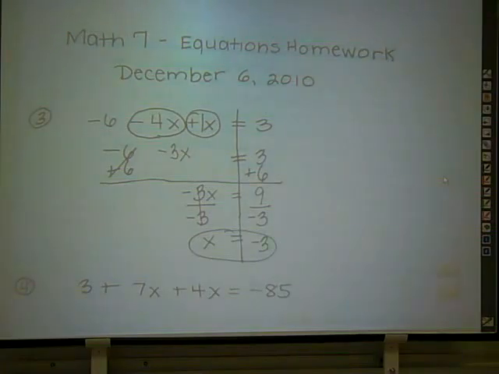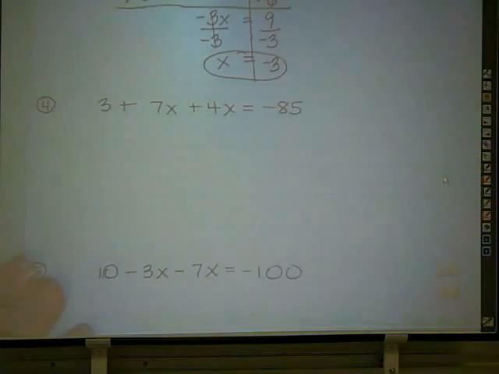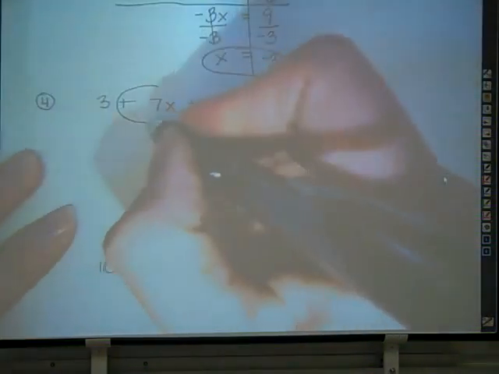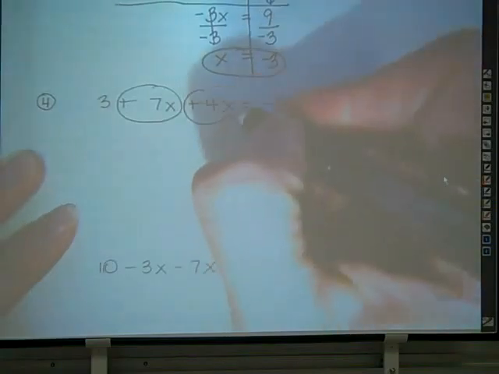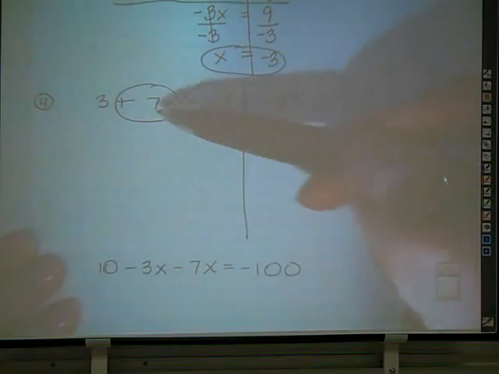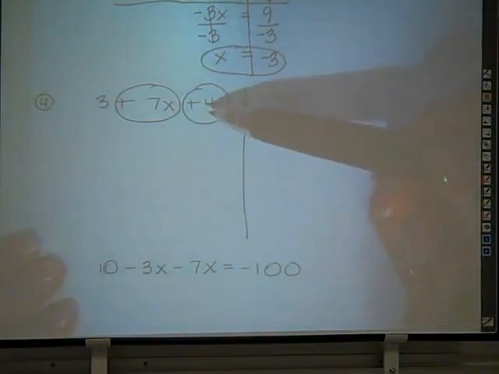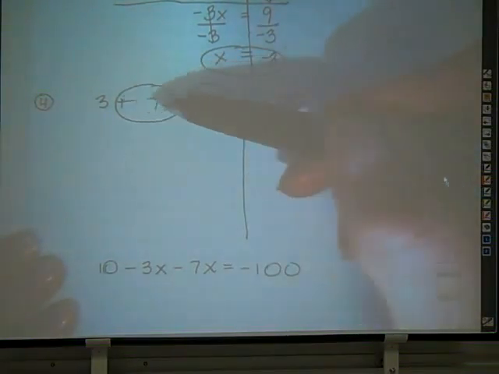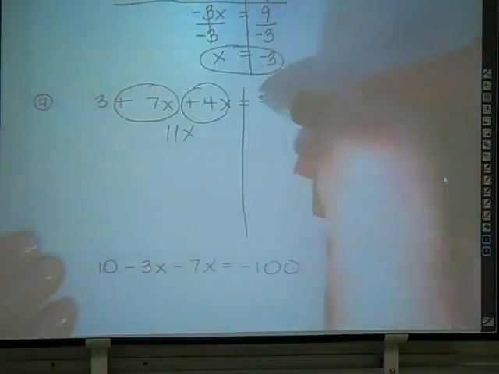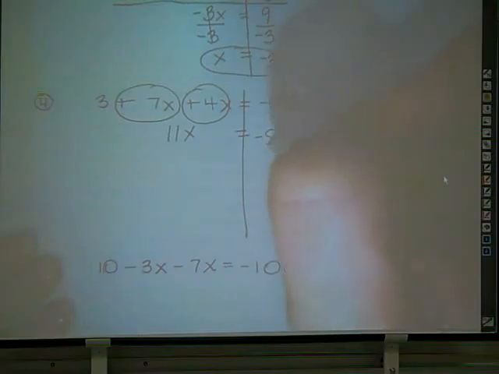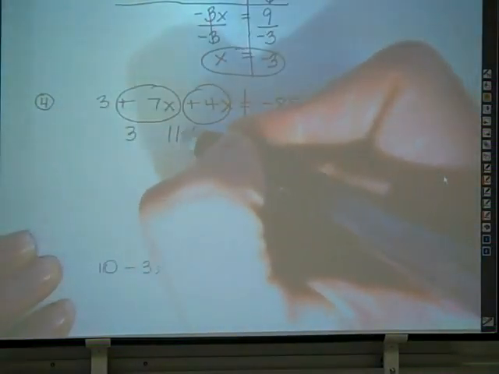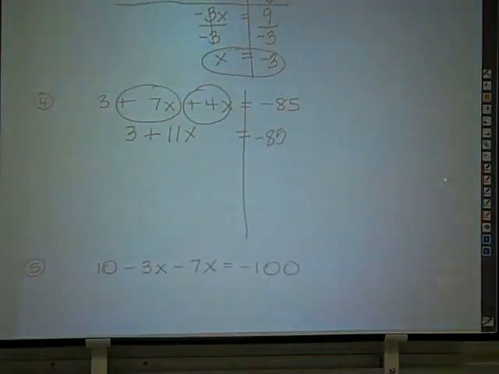All right, next one, number 4. First of all, circle your like terms. Remember to include the sign that's in front. Now, the variables are on the same side, so you're going to combine them together. 7 plus 4 is 11x. Everything else, you're just going to rewrite. Now, remember, 11x is positive, so we're going to put an addition sign in between.